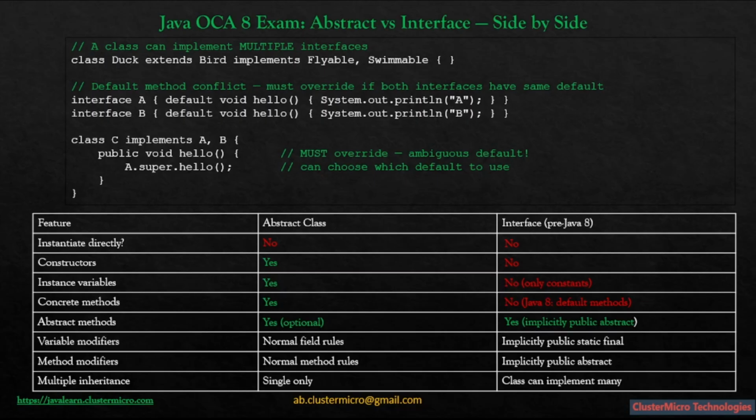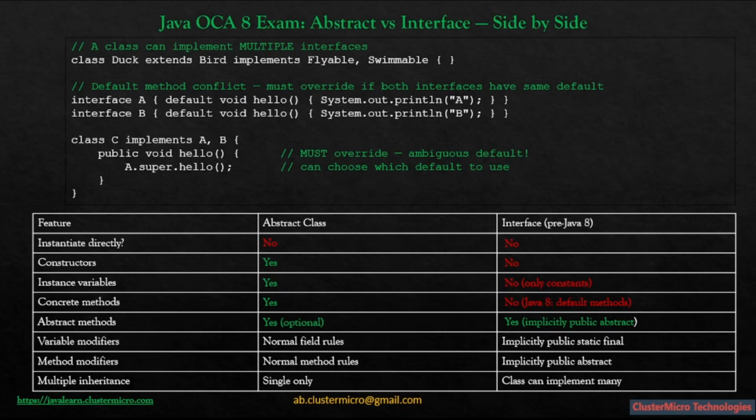So we see interface A with default void hello, System.out.println A, and interface B with default void hello, System.out.println B. And class C implements A, B, and then public void hello, A.super.hello. Here is where multiple interface implementation gets complicated. Both A and B define a default method called hello, same name, same signature, both with implementations. When C implements both, Java has a problem. If you call hello on a C object, which default should run, A's version or B's version? Java cannot decide.